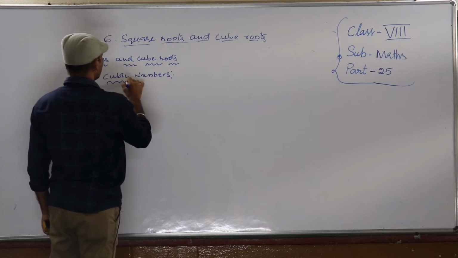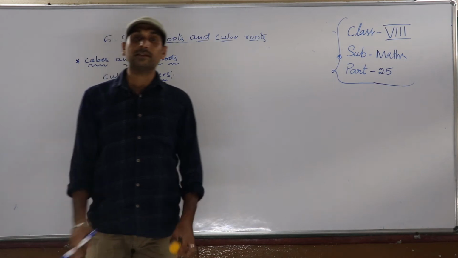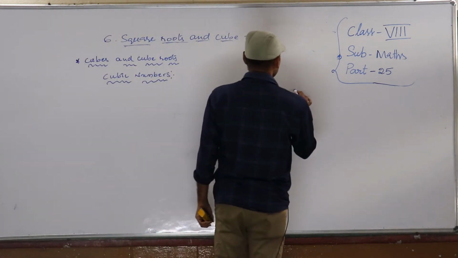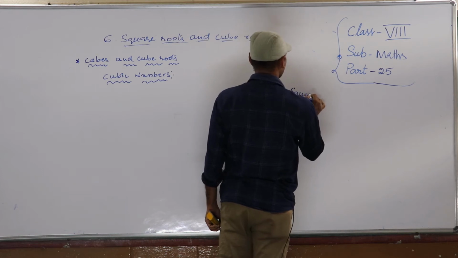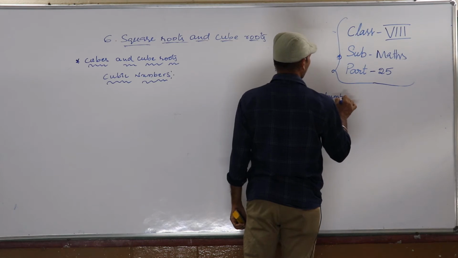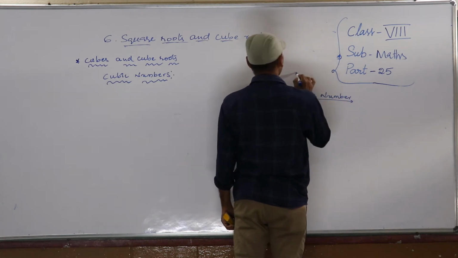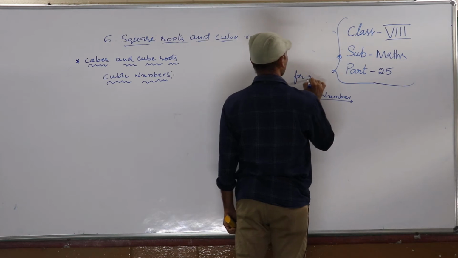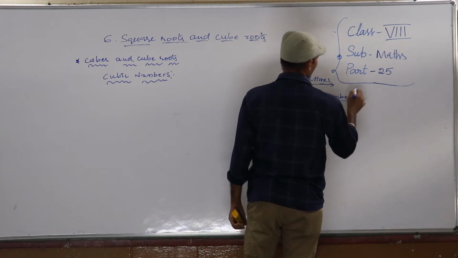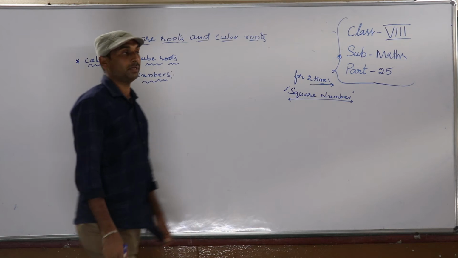See, children, so already we have discussed in the previous class about square numbers. So what is a square number? A number multiplied by itself 2 times, the resulting number is called a square number.